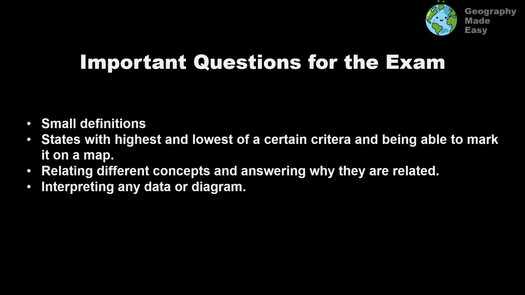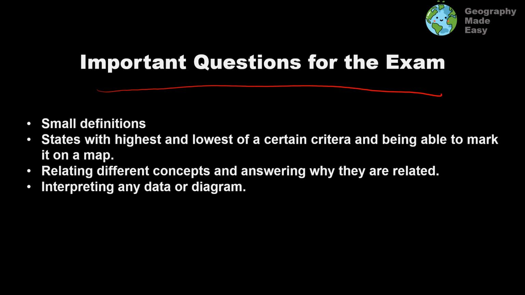So, what are the important questions that can come from this? We can have small definition-type questions: literacy rate and age sex ratio, etc. This is a very favorite chapter for map pointing. States with the highest and lowest of a certain criterion, and you should be able to mark that. Your maps are blank, so you should be able to draw the state boundary on your blank map, and you should be practicing that.